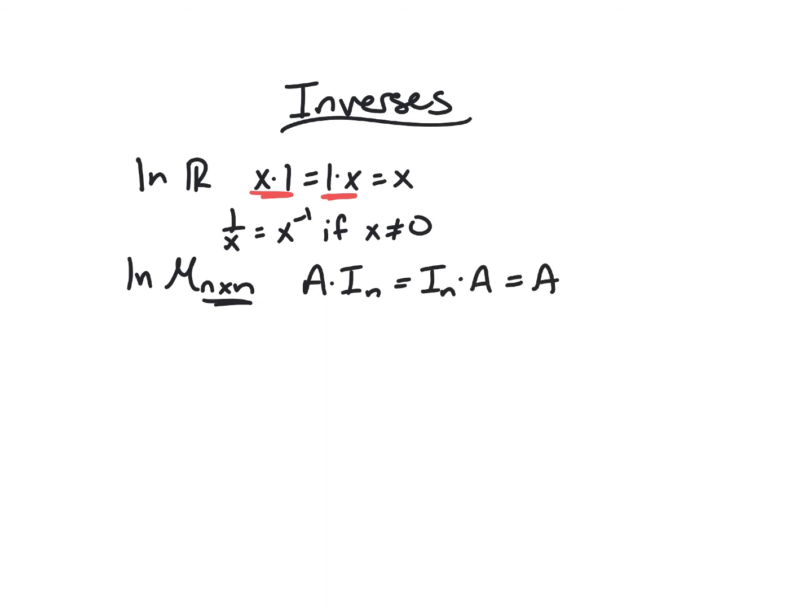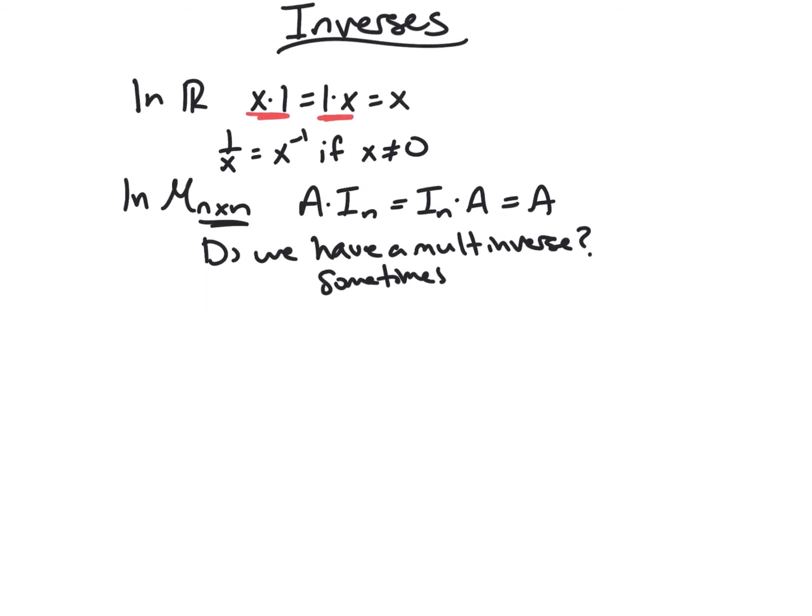So then a natural question would be, do we have a notion of inverse? Do we have a multiplicative inverse? And the answer is sometimes. So similar, right? You needed it to be non-zero there. It's a bit more complicated here, but the answer is sometimes. And we have a nice way of seeing this because of what we just did.